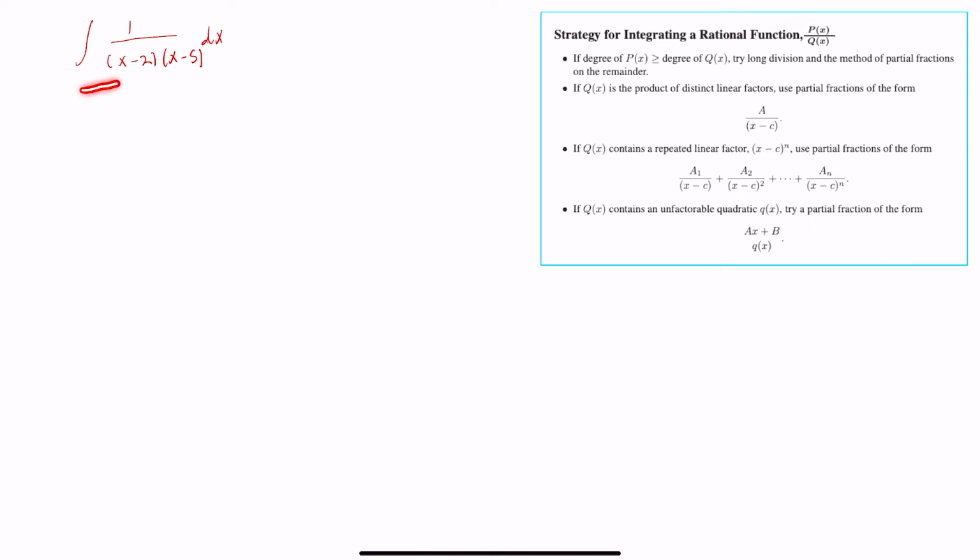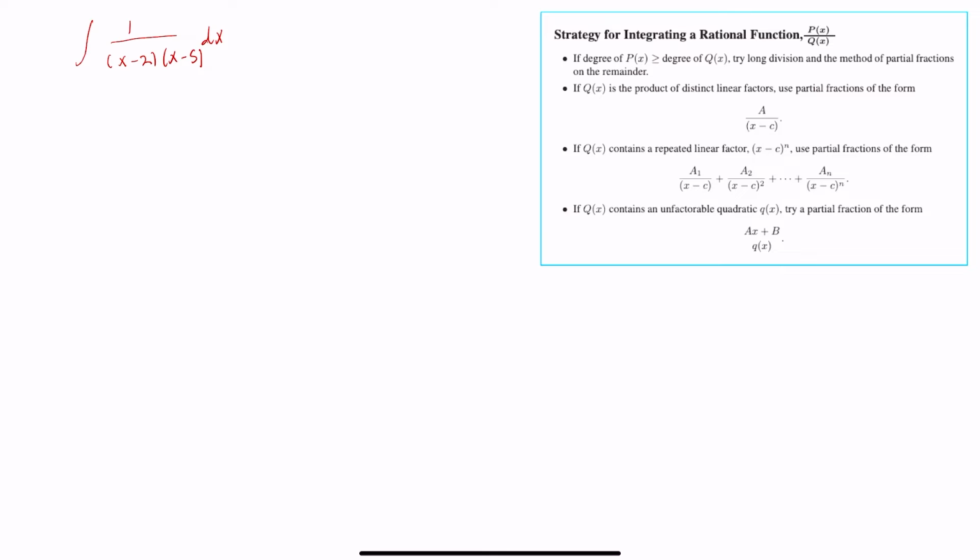Here, we want to integrate the integral of 1 over (x minus 2)(x minus 5) dx. However, we want to integrate this without using the table of integration. You may wonder in some cases how the table of integration is constructed. One of the methods they use is partial fractions. So to solve this integral, we're going to apply partial fractions, and we're going to use this note to help us.